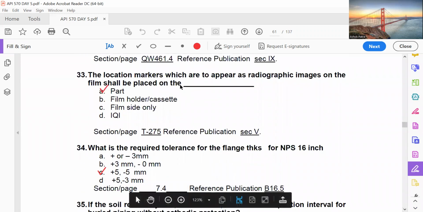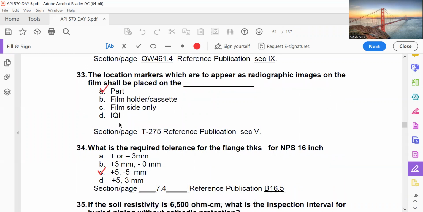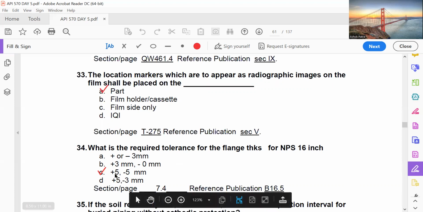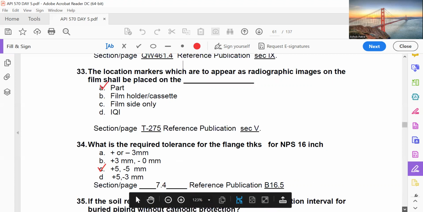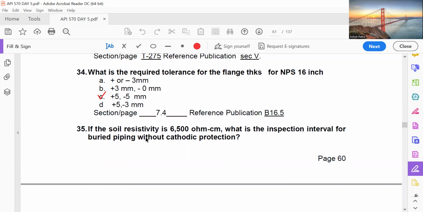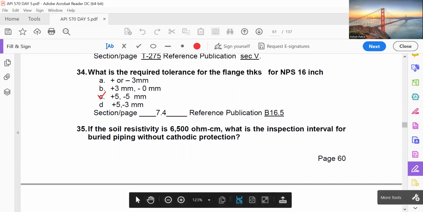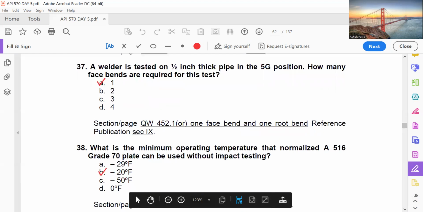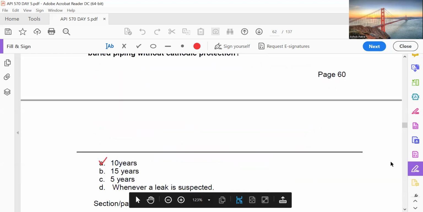The location markers which appear on the radiographic image on the film shall be placed on the part. What is the required tolerance for the flange thickness for NPS 16 inch? +5 -5 mm. If the soil resistivity is 500 ohm cm, what is the inspection interval? So greater than 5000, 10, 10 years.